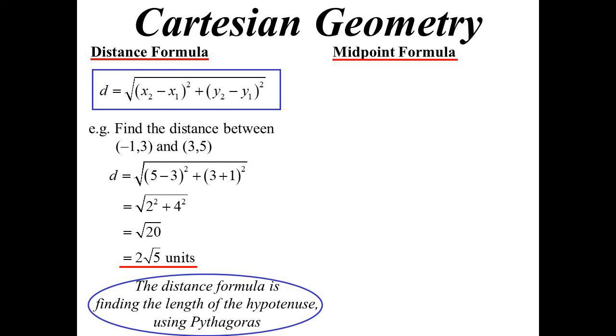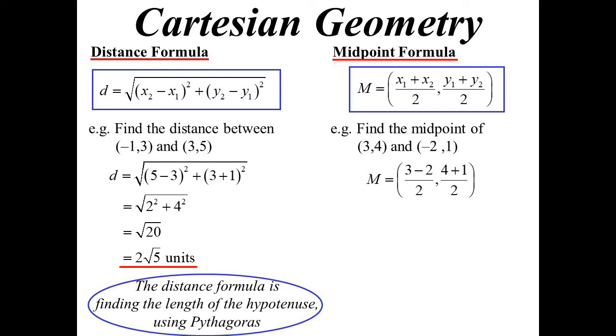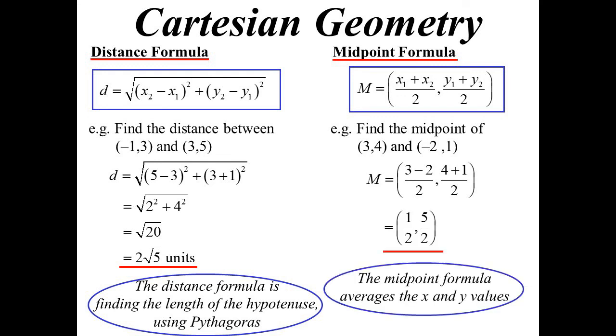Now midpoint, as the name suggests, is the point that's in the middle of other 2 points. Well, how do you find the middle of something? You average. So that's all we're doing here. We average the x values, we average the y values. Again, it doesn't matter which way around because you're adding them. So as long as you got the x's with the x's and the y's with the y's, you're okay. So if we did this one, there we go, what do we end up with? A half, 5/2. So there's two very common formulas that will come in useful with different coordinate geometry problems.